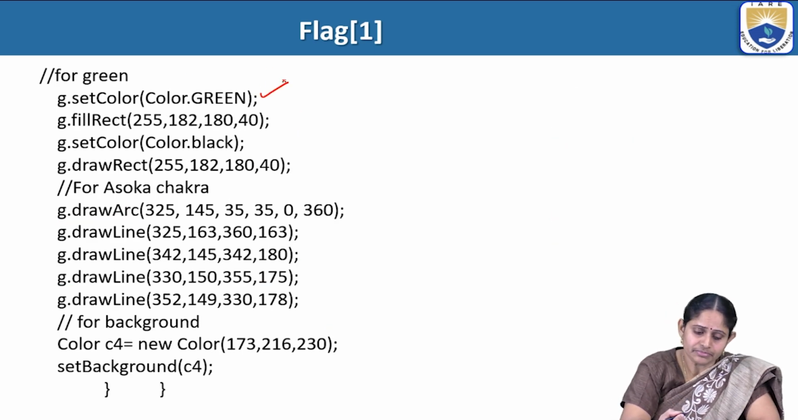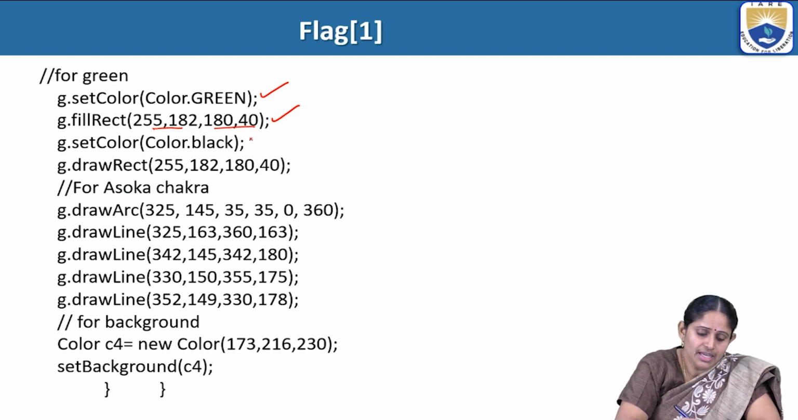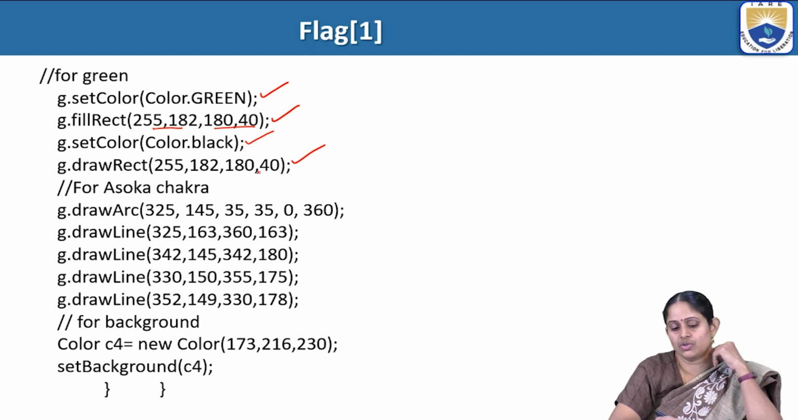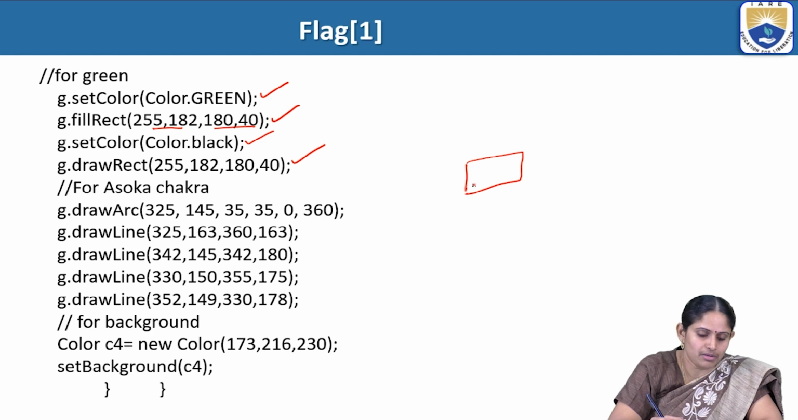Similarly, we can go for the green part of the flag. Same thing. I'm first setting the color to green. Then I'm drawing a filled rectangle with green color, which is starting at this point, and its length and breadth will be so. Then to get the border for that, I'm setting the color to black and then drawing a rectangle with the same parameters. So I will get a green rectangle with a black border.